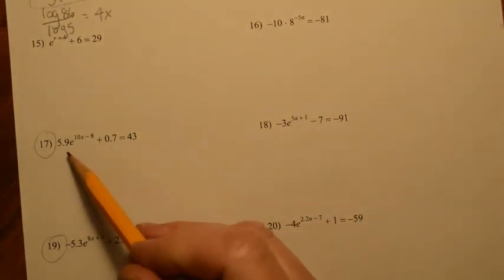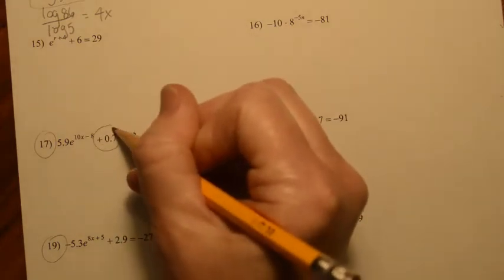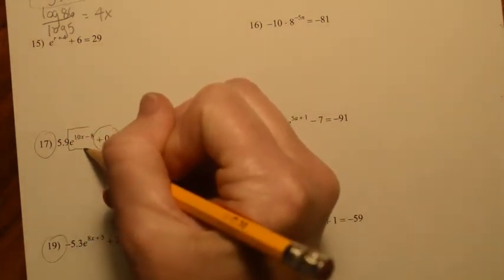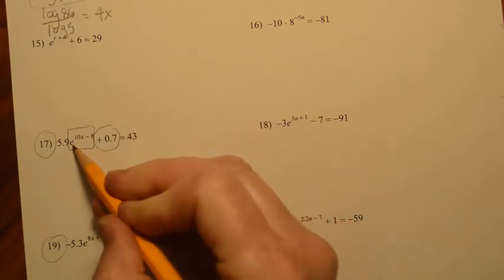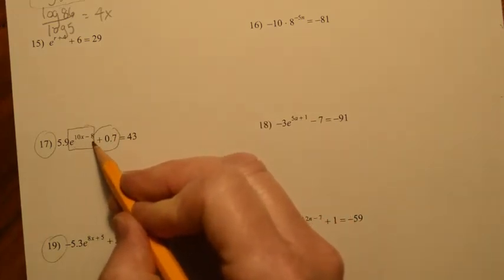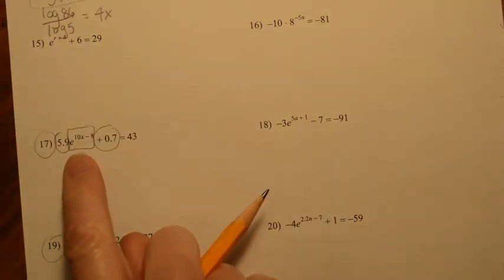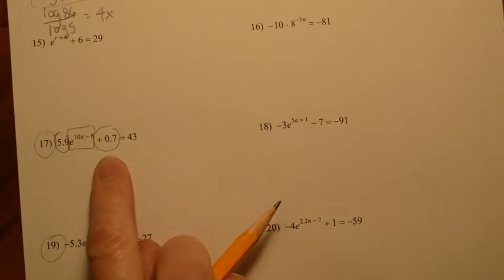All right, so in this case, again, I see that there are some additional things besides just the log or the base right here. So our base is e and our exponent is 10x minus 8. The additional things are this 5.9 being multiplied to it and the 0.7 being added to it.